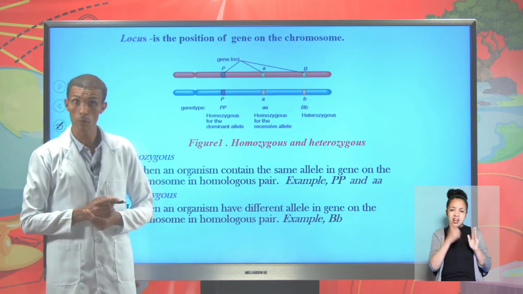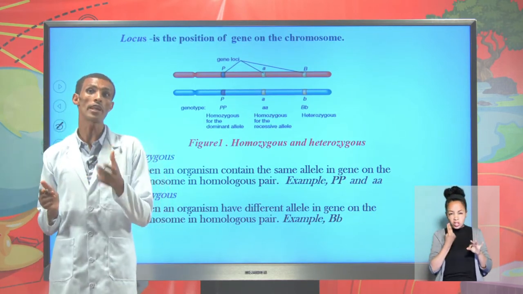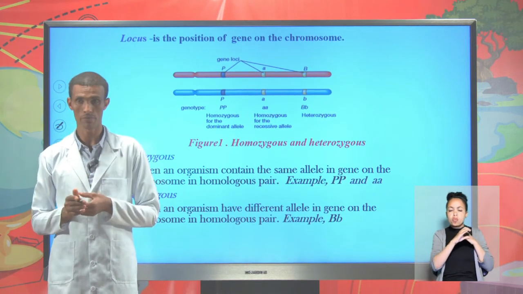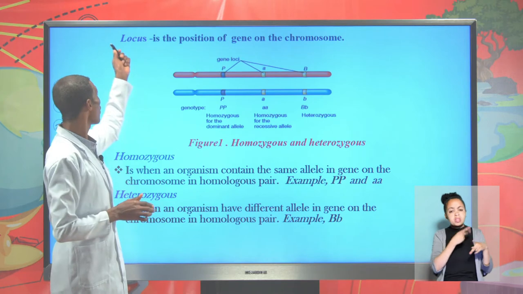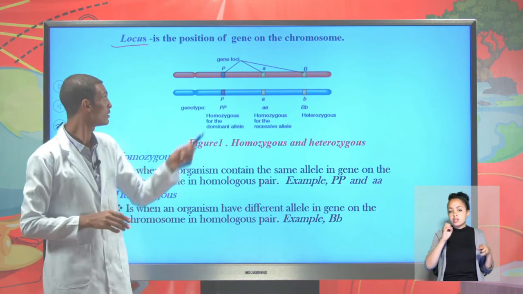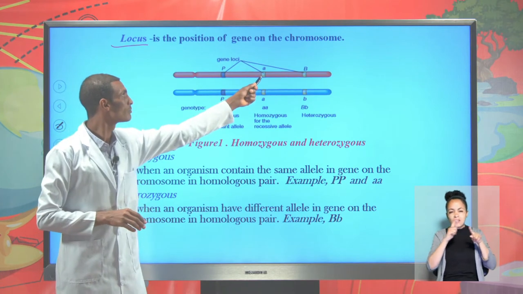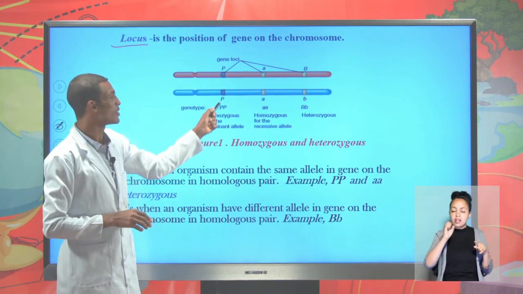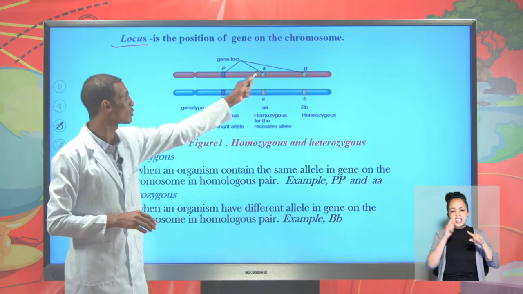Another very important point is that different genes on a chromosome occupy different positions. The position they occupy on a chromosome is said to be a locus. For example here, different alleles occupy different loci. And again, different genes occupy different loci.